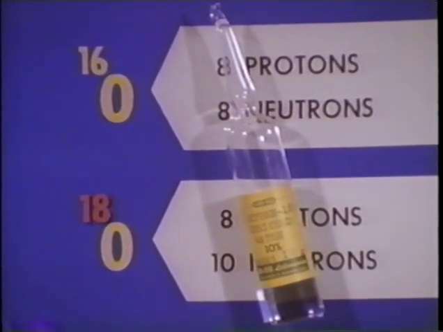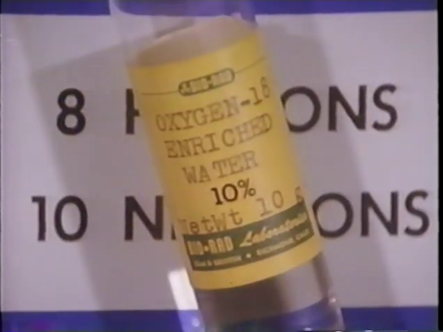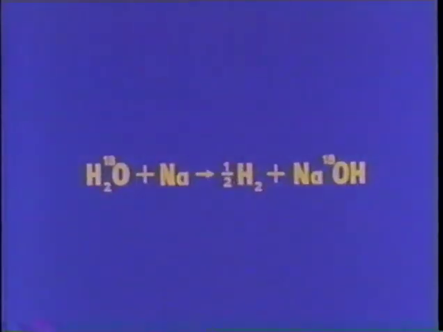But here is a specially prepared sample of water, 10% of whose oxygen atoms are oxygen 18. Using this as our starting material, we can synthesize an ester in which 10% of the bridge oxygen atoms are the heavy isotope, oxygen 18. In the first step of our reaction, the labeled water reacts with sodium. This forms hydrogen and labeled sodium hydroxide.